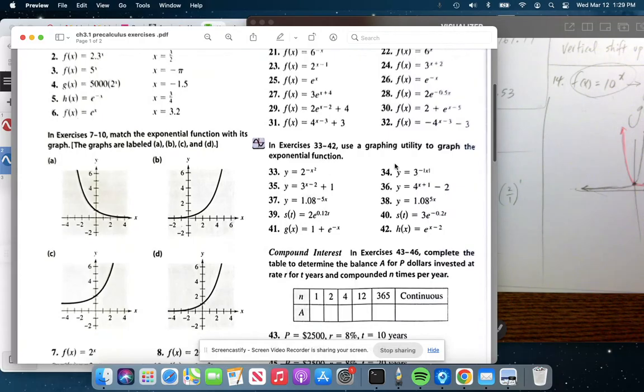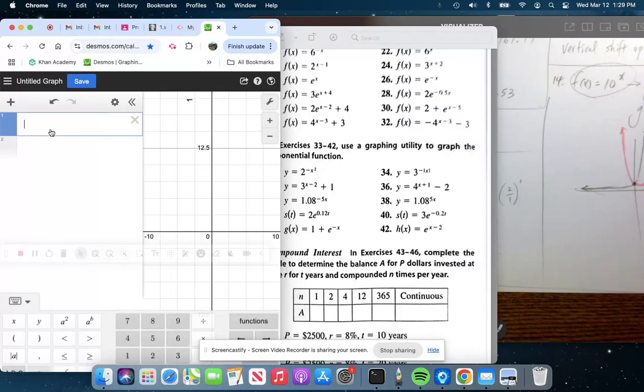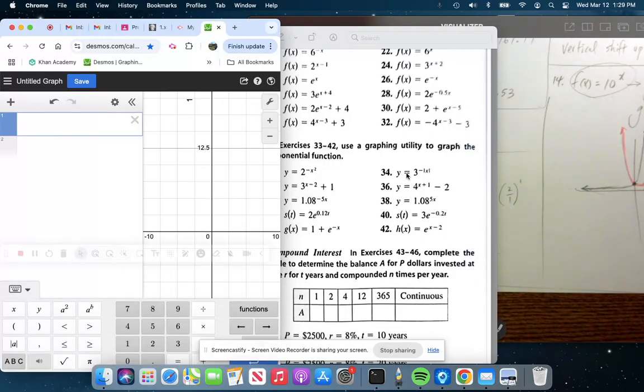So in 33 through 42, use a graphing utility to graph the exponential function. So there's one, number 34. 3 raised to the negative absolute value of x. Let me show you how to do that on Desmos. So I'm looking at 34. It's y equals 3 raised to, negative absolute value of x. Type in ABS, and then parentheses x. And there's the function.